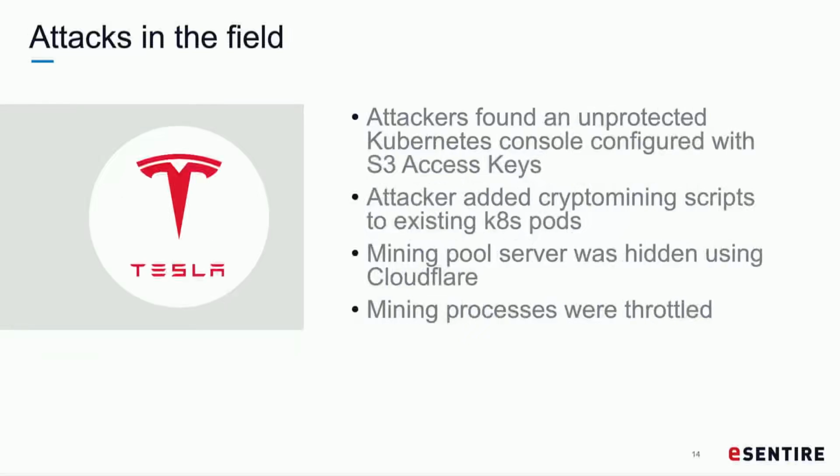Another one, Tesla. They had a Kubernetes console that was open to everyone. Someone got access to it. They had access to their S3 buckets, but those keys had access to be able to generate crypto miners in servers. So they're able to spin up assets and then put crypto mining agents on them and then get money out of that through that method.